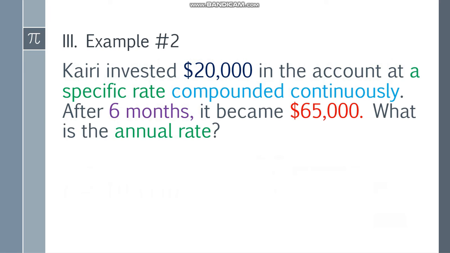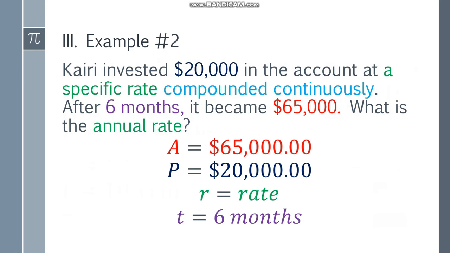Kyrie invested $20,000 in the account at a specific rate compounded continuously. After 6 months, it became $65,000. What is the annual rate? So let's place the given. A will be $65,000. P will be $20,000. r will be the rate, and t will be 6 months.